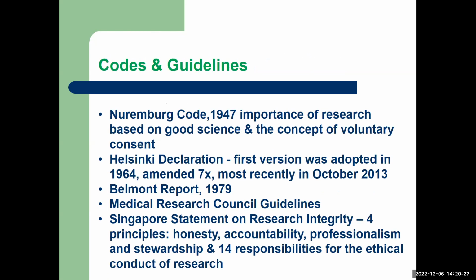We then had numerous codes and guidelines that were since developed, some of which we still use and refer to today. So in 1947, the Nuremberg Code came out after the atrocities from World War II. The experimentation that was done then resulted in the Nuremberg Code that really spoke about the importance of research being based on good science, and very importantly, that there is informed voluntary consent obtained from participants who want to be part of a research study.